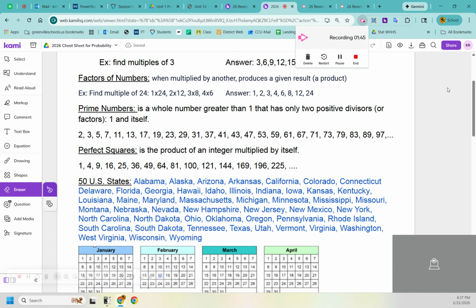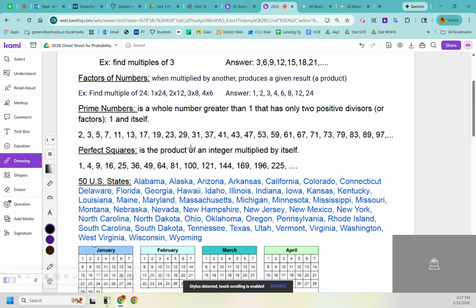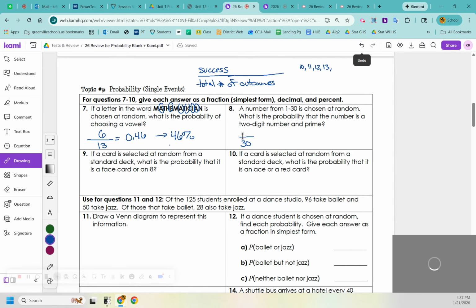So here's my cheat sheet. We're doing prime numbers that are 2 digits to 30. So starting at 11, going all the way to 30. It's those. So we have 1, 2, 3, 4, 5, 6. 6 2-digit numbers that are also prime. When you simplify that fraction, you get 1 over 5. As a decimal, that's 0.20. And if you times that by 100, you get 20%.